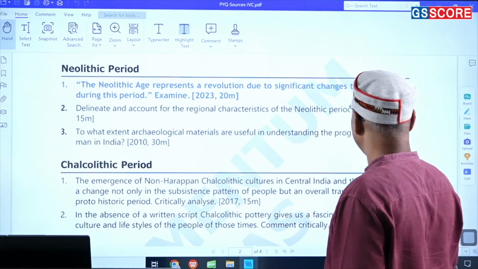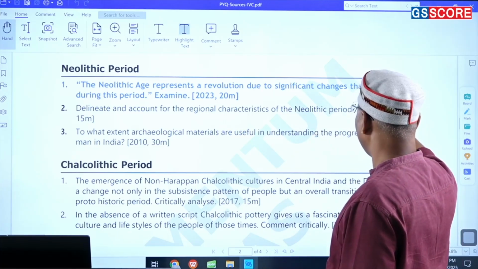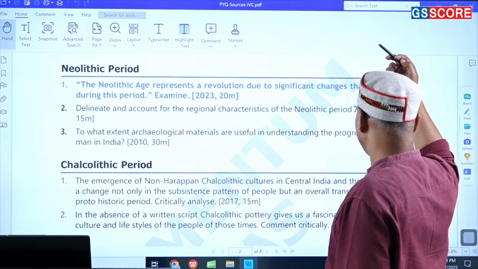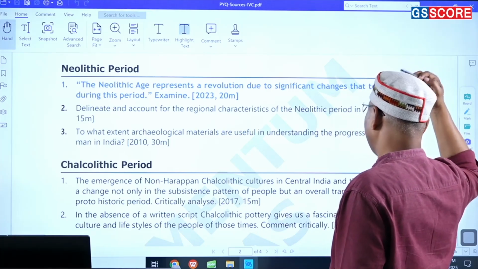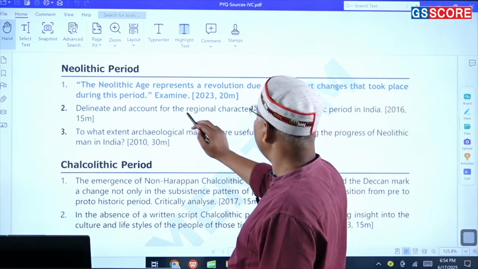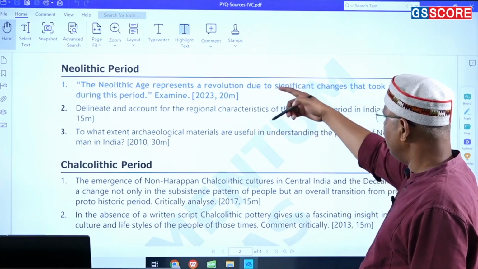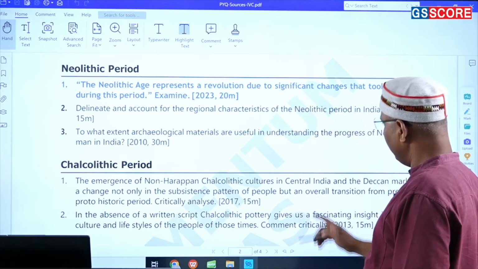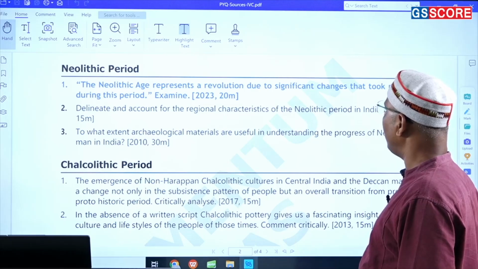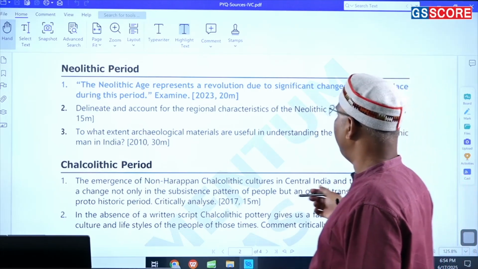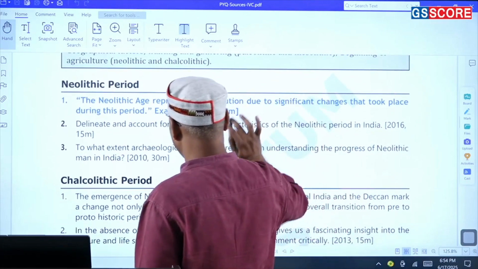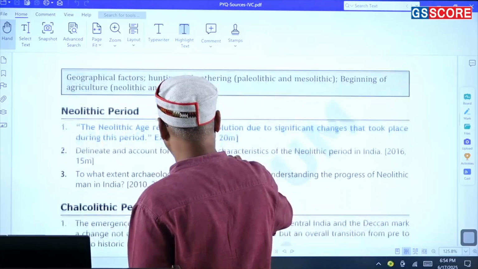Then, 6 or 7 years before, they asked one question: delineate and account for the regional characteristics of the Neolithic period. Since they asked this question in 2023, chances are very slim that they are going to ask any question on this again. But if a question is coming, there was no question from the Mesolithic and Paleolithic period, right?